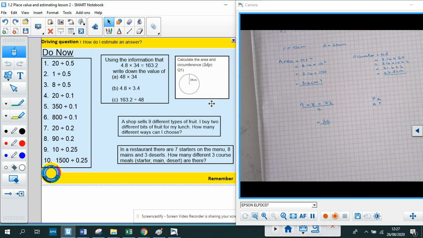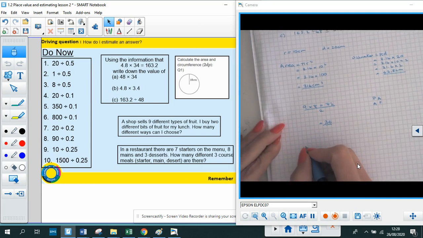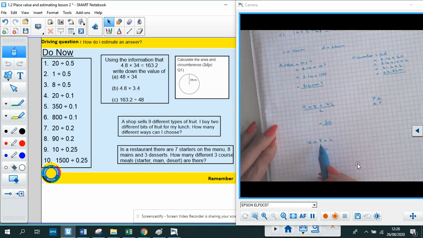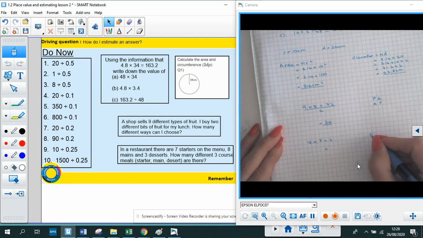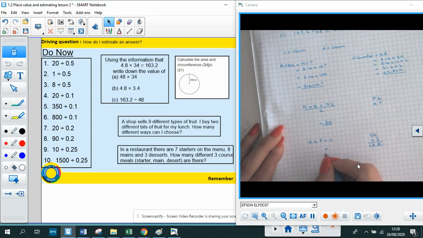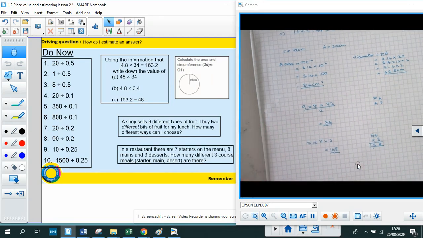Next question on product rule. In a restaurant, there are 7 starters on the menu, 8 mains and 3 desserts. There's actually a spelling mistake there. 3 desserts. How many different 3-course meals are there? Okay, so using the product rule, there's 7 starters, 8 mains and 3 desserts. 7 multiplied by 8 is 56. And 56 multiplied by 3 is 168.